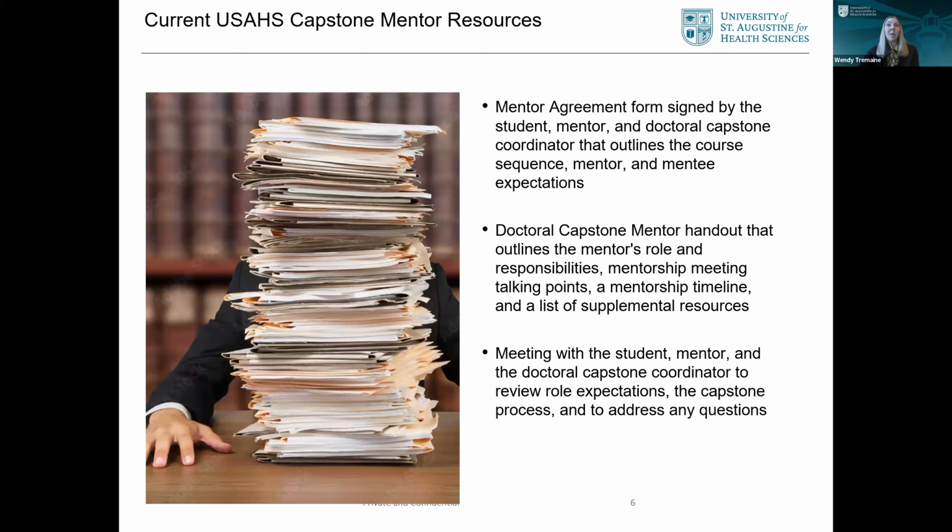Current USAHS capstone mentor resources are first, a mentor agreement form signed by the student, the mentor, and the doctoral capstone coordinator. The form outlines the course sequence for our capstone process, as well as the mentor and mentee expectations. There is a doctoral capstone mentor handout that outlines the mentor's role and responsibilities, mentorship meeting talking points, a mentorship timeline, and a list of supplemental resources. Thirdly, there are meetings with the student, mentor, and the doctoral capstone coordinator to review role expectations, the capstone process, and to address any questions.